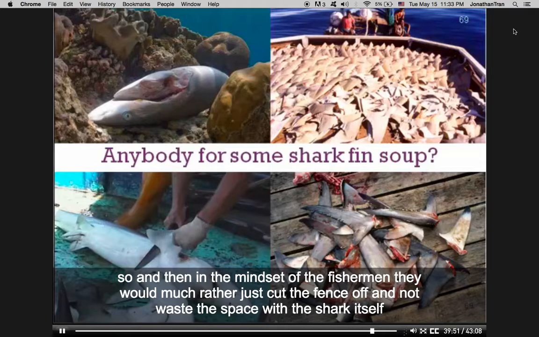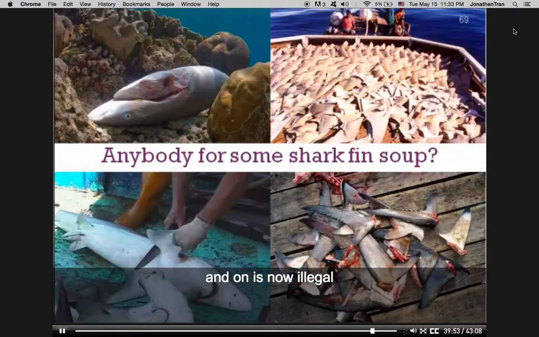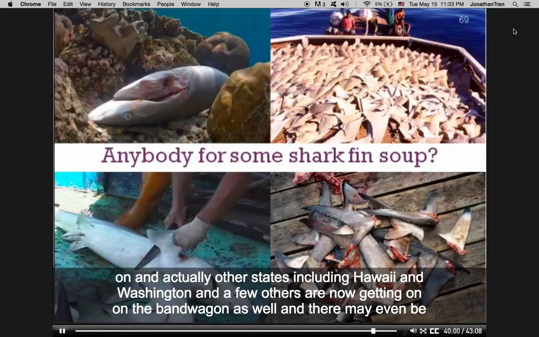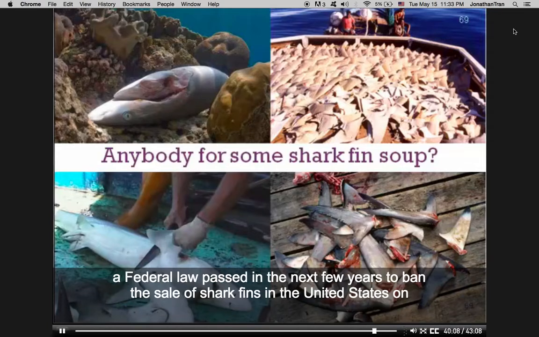And it is now illegal to trade in shark fin parts in California, and actually other states, including Hawaii and Washington, and a few others are now getting on the bandwagon as well. And there may even be a federal law passed in the next few years to ban the sale of shark fins in the United States.